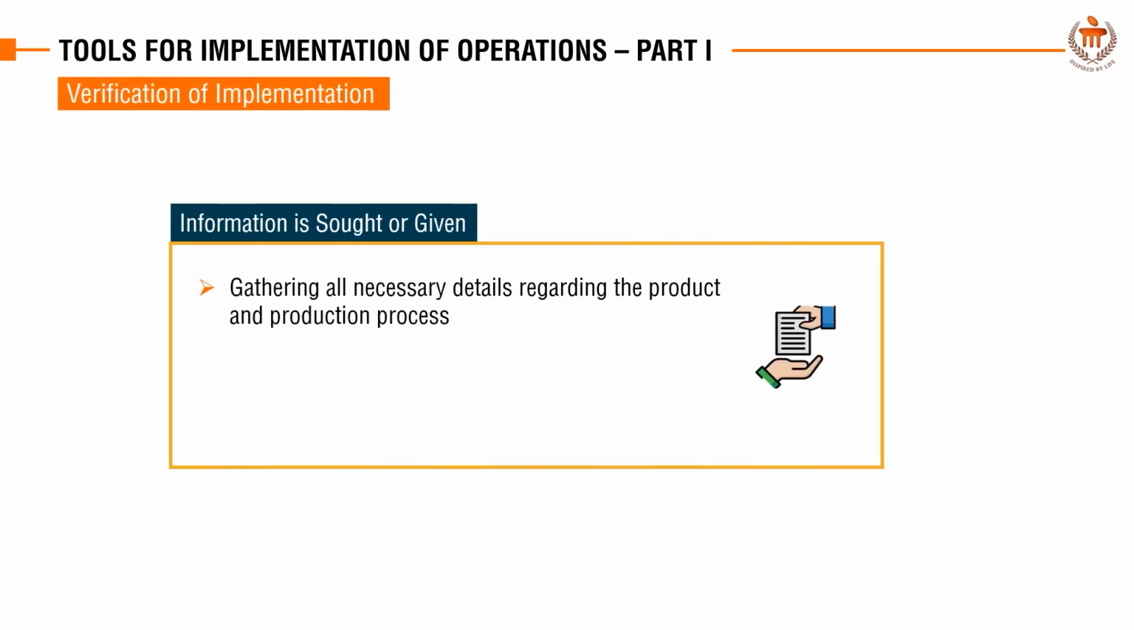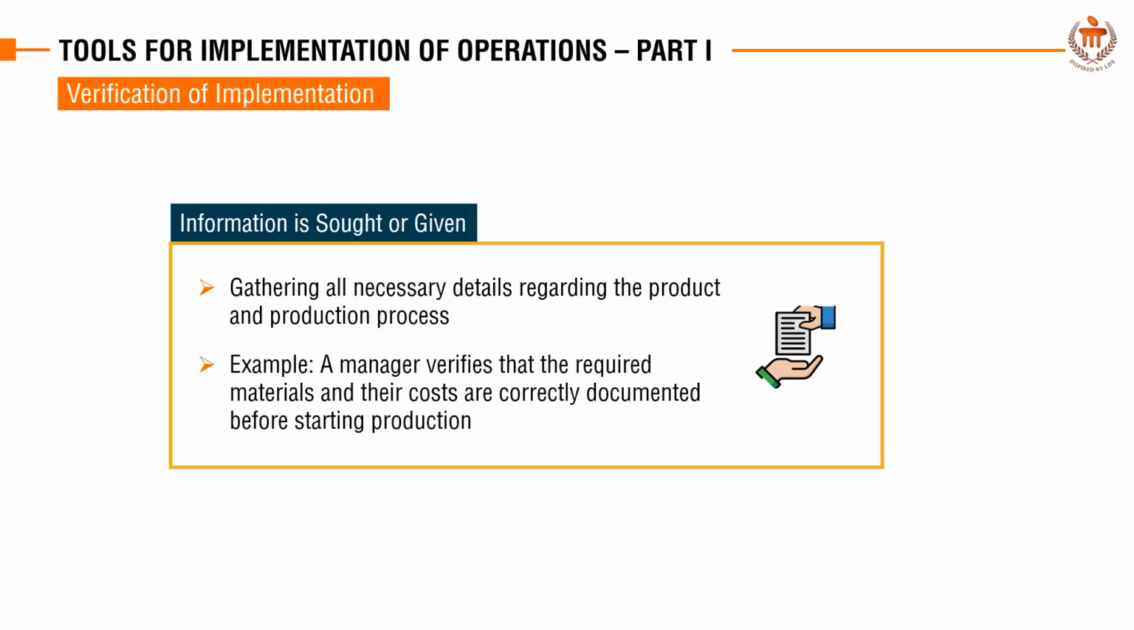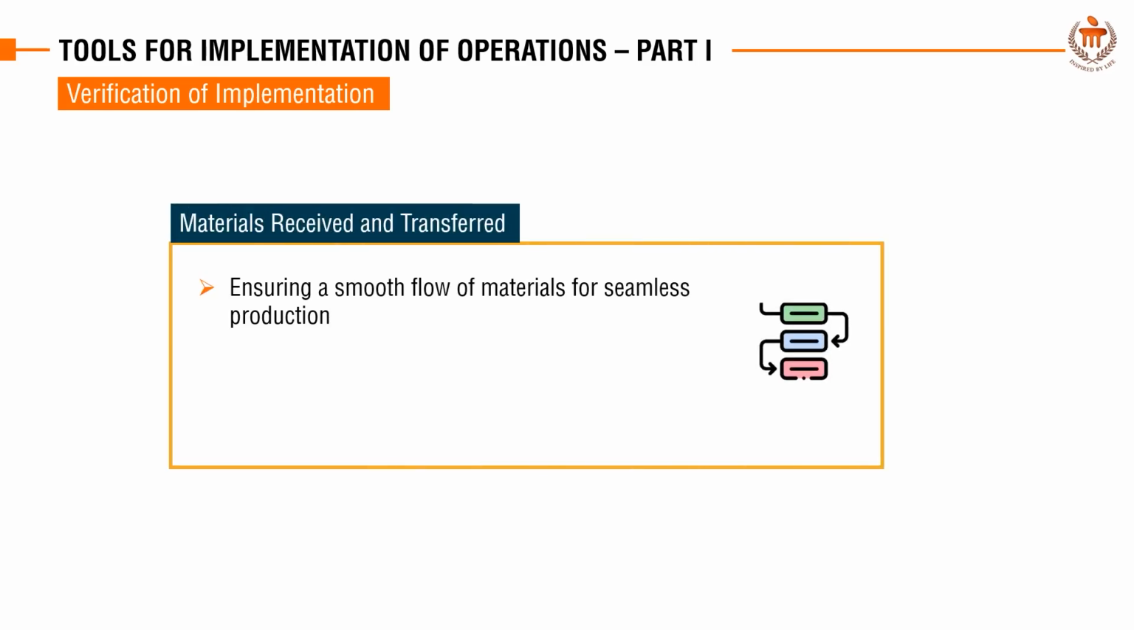Let's address the verification of the implementation, which is crucial to ensure that all the aspects of the production process are functioning effectively. Here are three key areas it addresses. Number one, information is sought or given, wherein this particular step involves gathering all the necessary details regarding the product and production process, including the type and the price of materials and the specifications of the machinery used. For example, before starting production, a manager may verify that the required materials and the costs are correctly documented to avoid discrepancies.